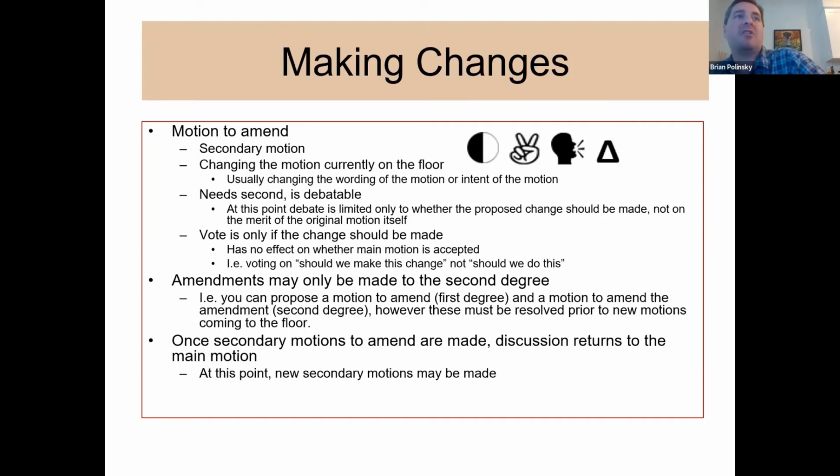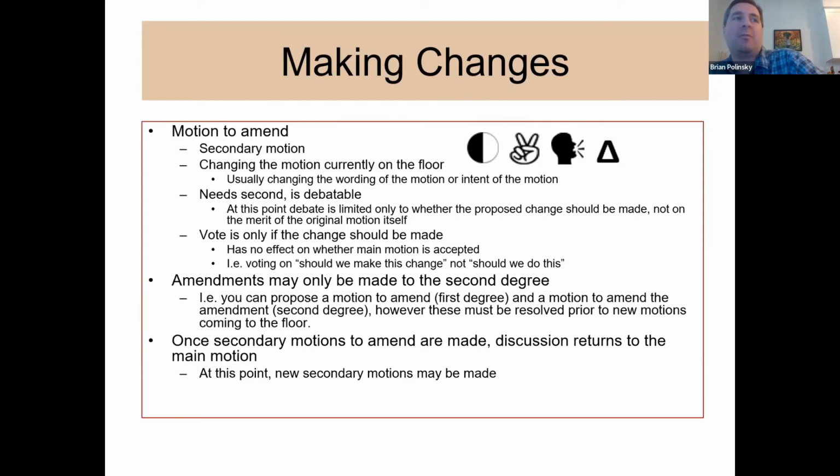So after discussion has occurred on the motion to amend, a vote is made only on if the change should be made to the main motion. This vote will have no effect on whether or not the main motion is accepted. In other words, you're voting on should we be making this change to the motion, not should we actually do this thing. Amendments may only be made to the second degree.